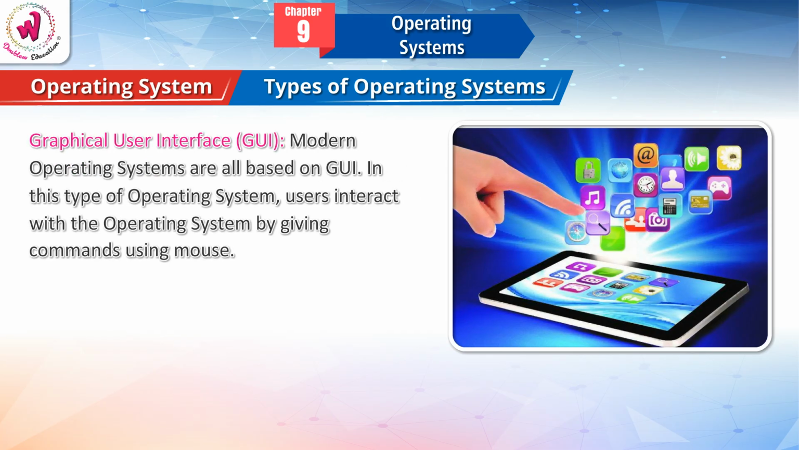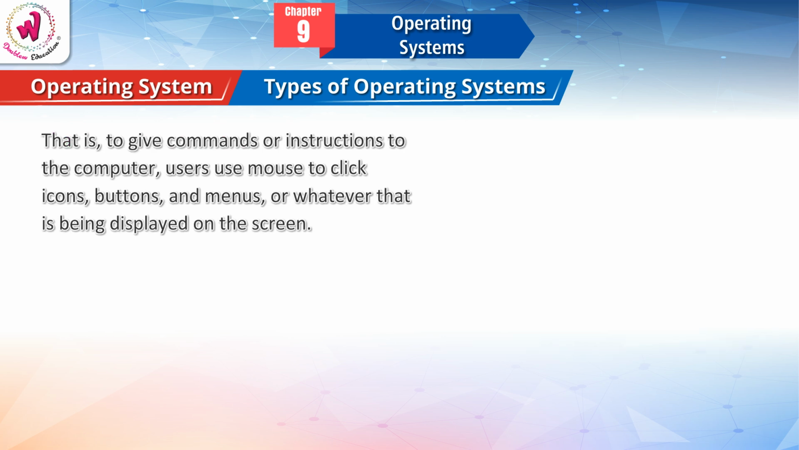Graphical User Interface (GUI). Modern operating systems are all based on GUI. In this type of operating system, users interact with the operating system by giving commands using the mouse.